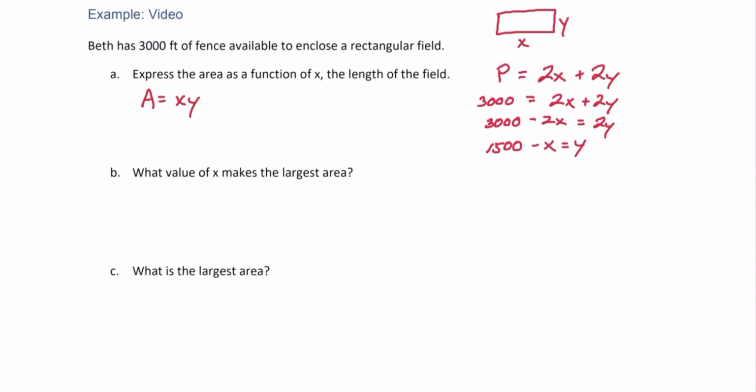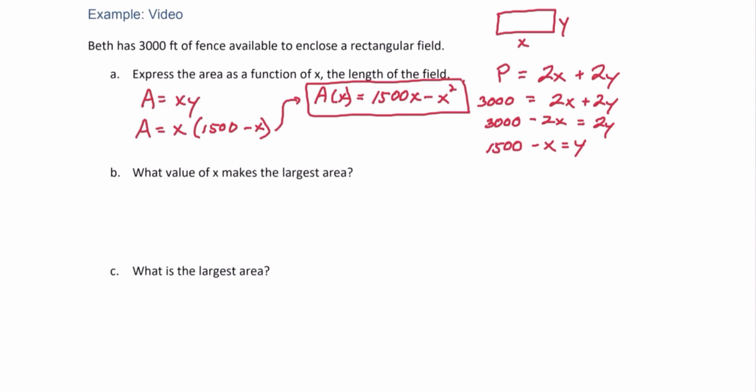So we can replace the y now in the area function with 1,500 minus x. Then if we distribute this, we'll get area as a function of x: 1,500x minus x squared. Notice that equation is quadratic, and if we were graphing it, it would be opening down, which means it has a maximum. That vertex is at a max.